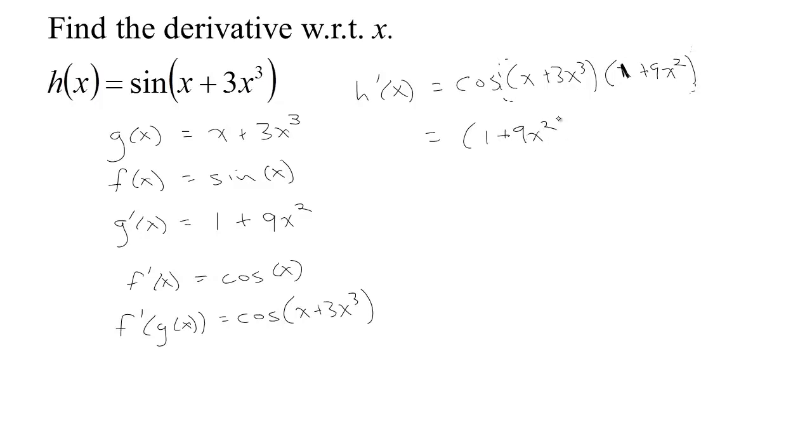I'm just going to turn this around. It'd be a little bit safer to write it this way. I can multiply in any order, right? And that's what's happening here. So why don't I turn this around so it's a little bit clearer to anybody who comes along that I'm taking 1 plus 9x squared times the cosine of this whole thing, x plus 3x cubed.